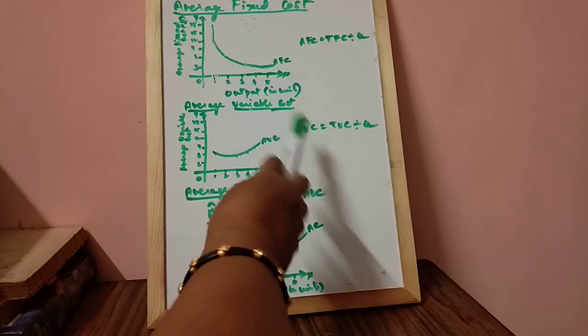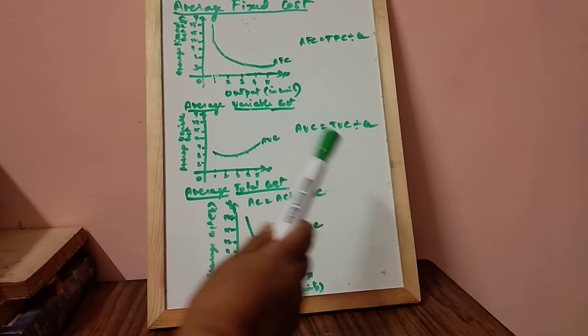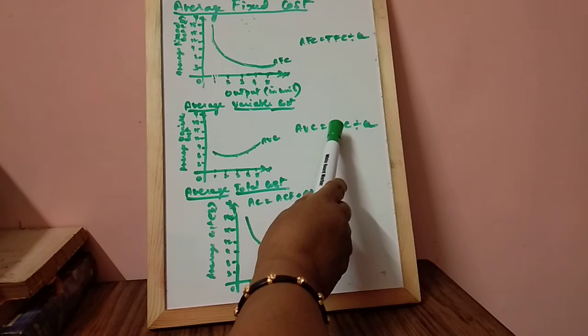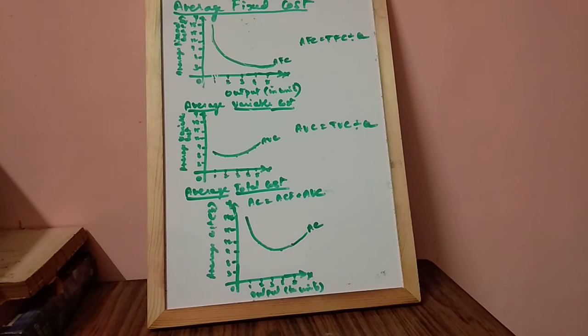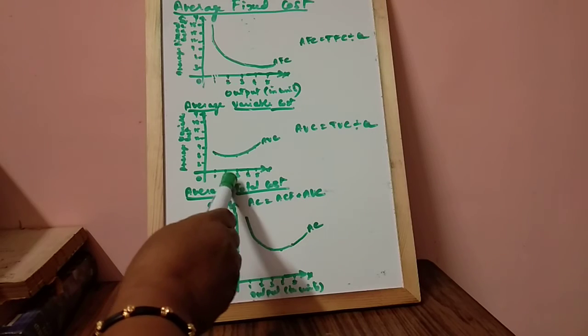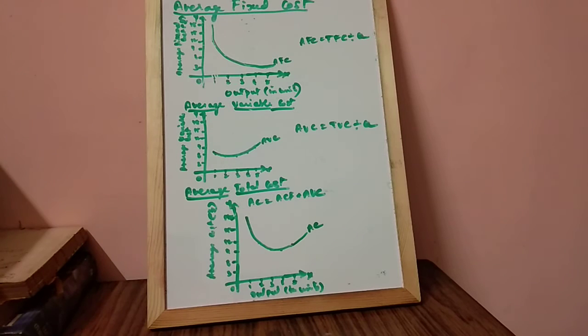Now next we will see average variable cost. It refers to the per unit variable cost of production. It is calculated by total variable cost divided by quantity of output. So AVC is equal to TVC, total variable cost, divided by quantity of output. Here you find the x-axis represents quantity of output and the y-axis represents average variable cost.